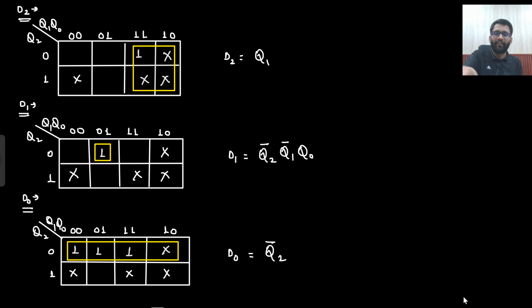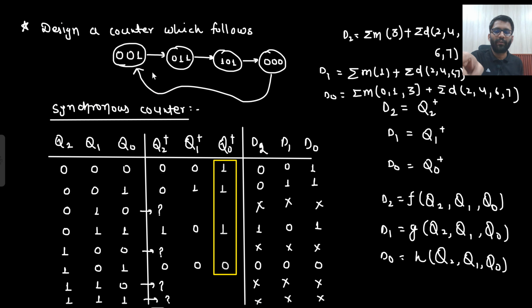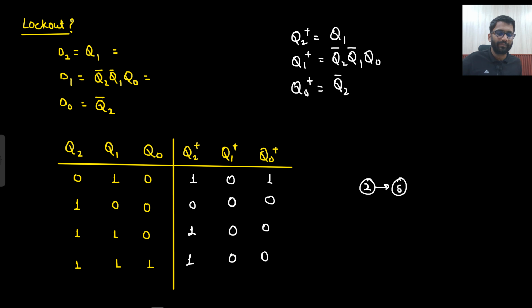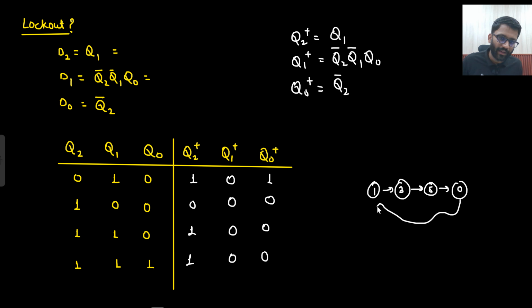What was the cycle here? I designed for 1 3 5 0. So what I designed: 1 to 3, 3 to 5, and 5 to 0, and then it came back to 1. This is what I designed. Now let's check. From 2 you are going to 5.